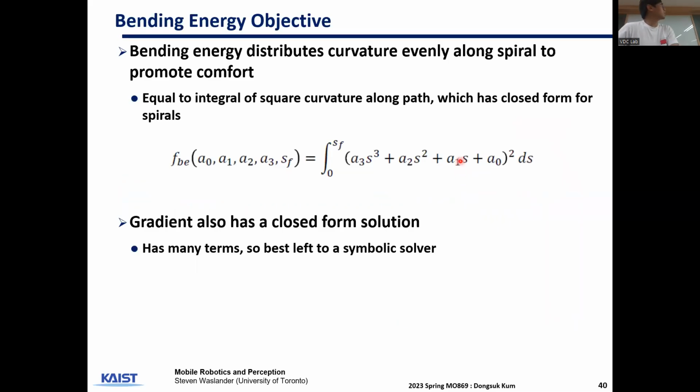So another one is the bending energy objective. Bending energy distributes the curvature evenly along the spiral for comfort. It is usually expressed by equating it to the square of the curvature equation, which has a closed form solution for spirals. The gradients also have a closed form solution, but it's best to use a symbolic solver to solve the gradients.